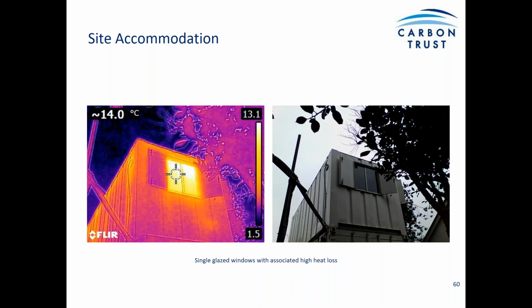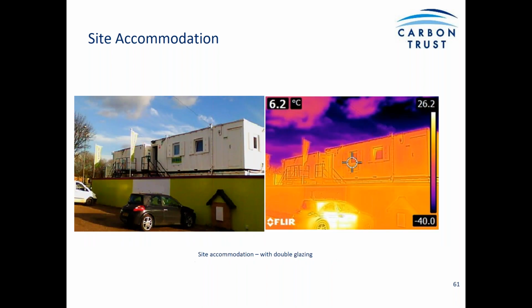We talked about the impact of double glazing over single glazing. You can see in this picture the high heat loss. So the thermal camera is picking up a temperature in the glass of 14 degrees, which is obviously coming from the higher temperature on the inside. And if you compare that with the picture there of site accommodation that has been double glazed, the improvement, or the reduction in the heat loss, is quite stark.